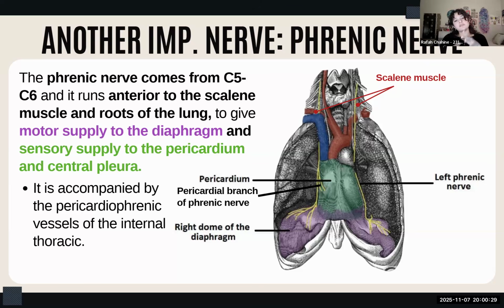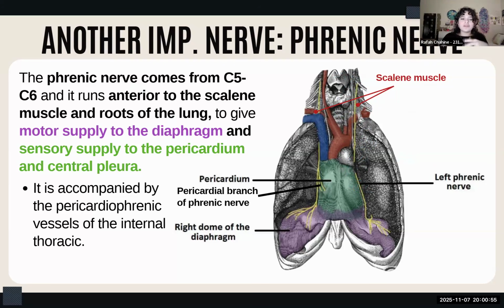So I want you to take note of how it runs, its course, okay? I highlighted the scalene muscle. Remember, there was a scalene tubercle on rib number one. That's where it attaches. This is the scalene muscle. You don't need to know it in detail. Just know that it's there. The phrenic nerve passes anterior to the scalene muscle, right in front of it, and it goes anterior to the root of the lungs.